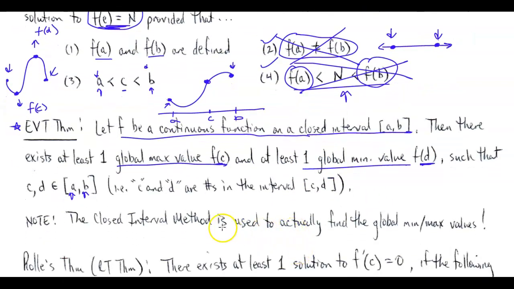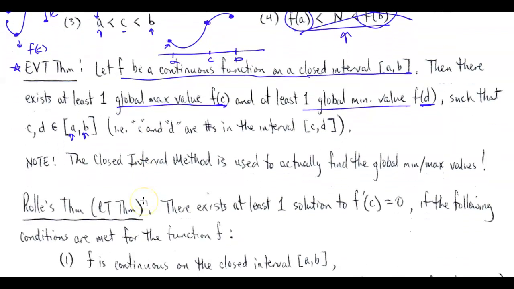And so note here that the closed interval method here is actually used to find the global min and max values. And so I also covered that in the video on finding local and global extrema. And so you could look at that video to review that if need be.